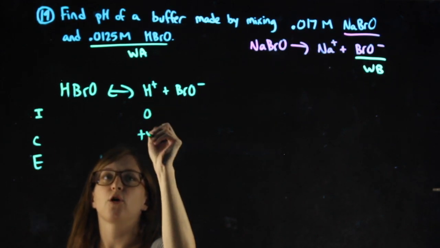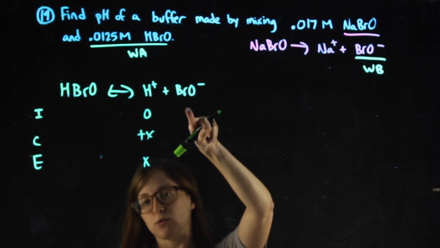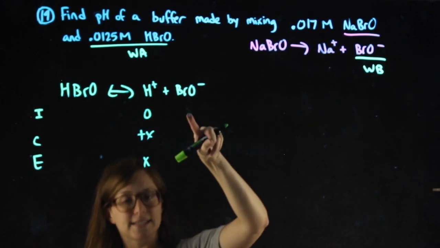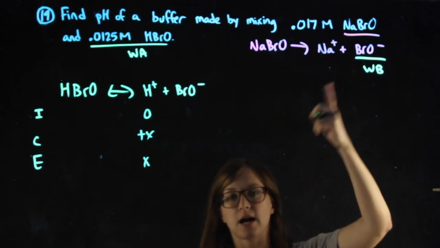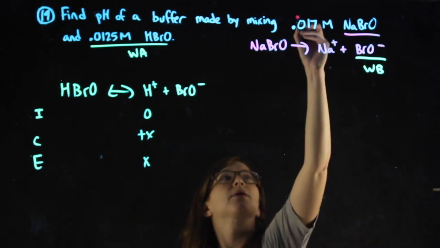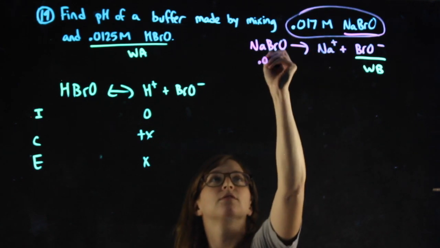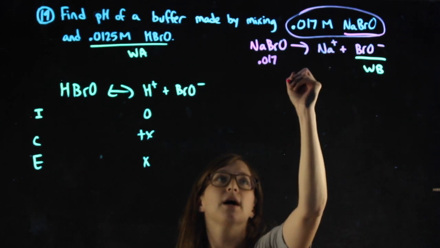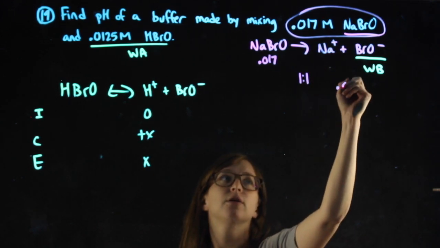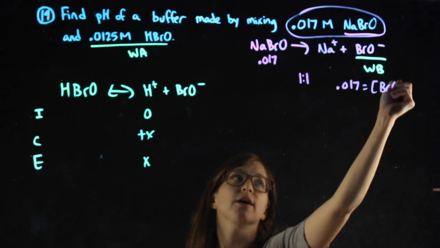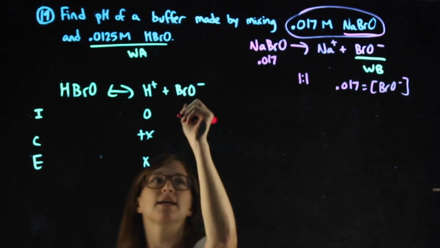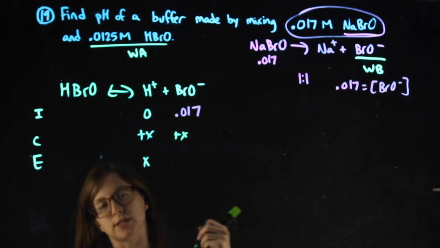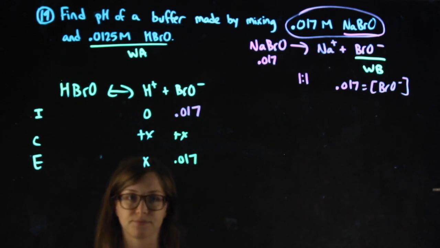Well, the hydrogen is still 0 plus X is X. This is no longer 0 because we have a buffer. Instead of this being 0, its molarity is going to come from the question. The molarity that I have is of the salt. But you can see from the coefficients, there's a 1-to-1 ratio. So because this is a 1-to-1 ratio, 0.017 is also my molarity of BrO minus, and that can go here. When I add X to it, X is still so tiny that we say we end up with 0.017.